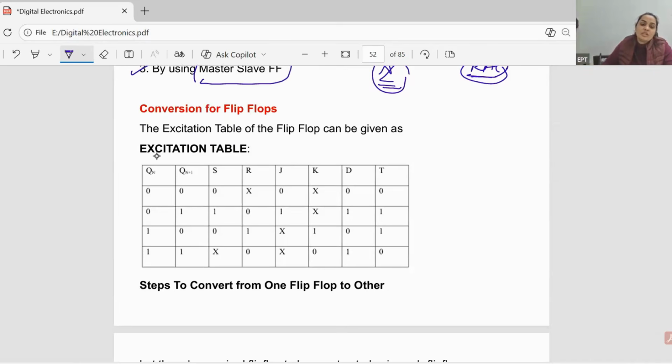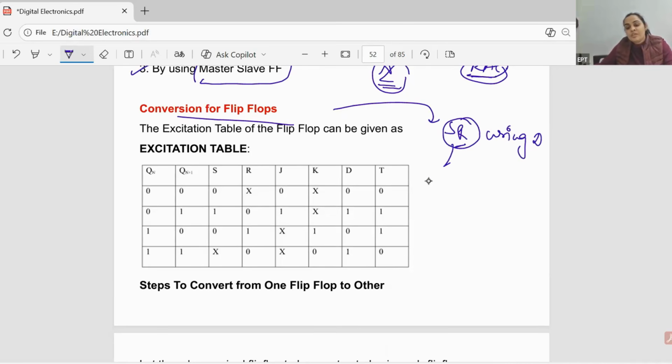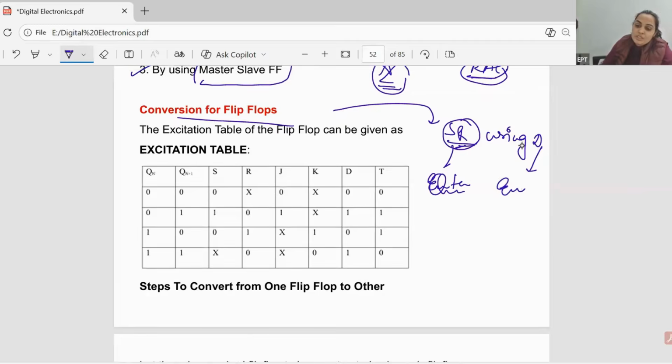Right, now next one is the conversion of the flip flop. So students, what you have to do, suppose you have to implement SR using D flip flop. Then you will write down the characteristic table for the SR flip flop, and you will fill the excitation table for the D flip flop.